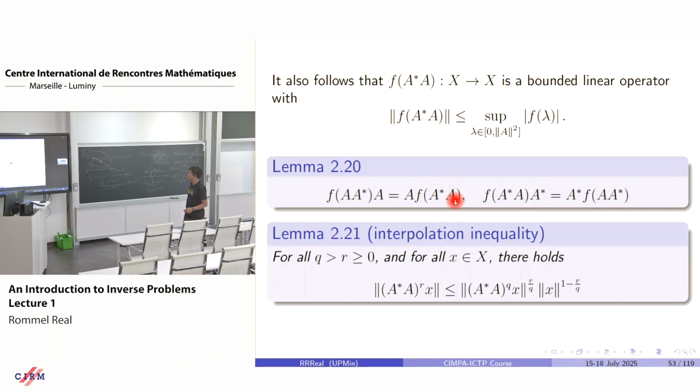Okay, and also we have this very important result, which is the interpolation inequality, which is equal to this one here, which is very useful in approximating errors later on. So just remember how this inequality holds, but we will see it in action later on.